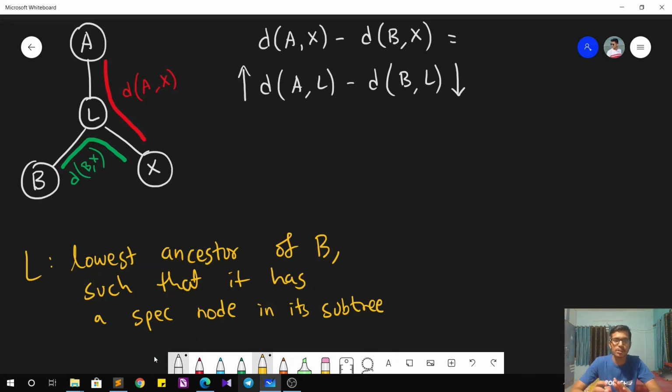So earlier it was d(A, X) minus d(B, X). From there we brought it to the ancestor L, and also we have now decided which ancestor we have to choose for any given B. So we have to choose the lowest ancestor such that it should have a special node in its subtree. That is the important condition over here. So that now gives rise to two more cases, and let's see what those cases are.